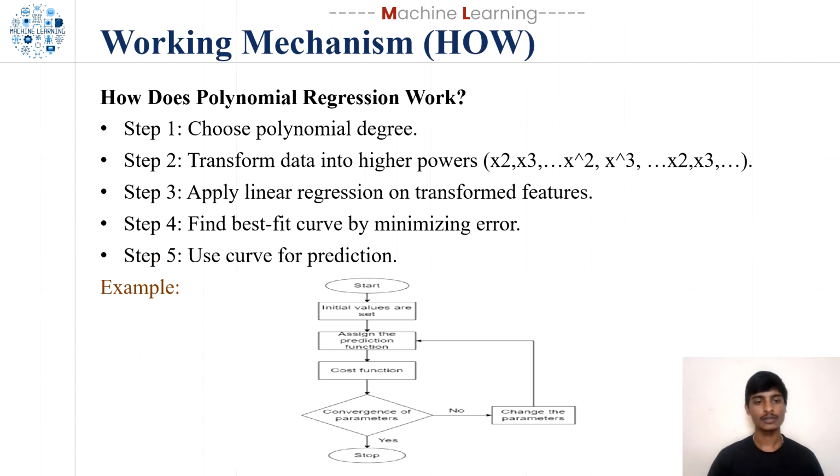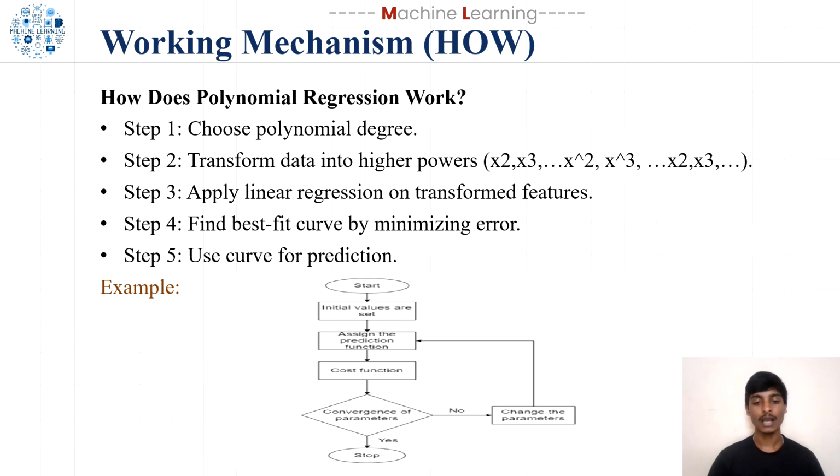In the next part, we will see how polynomial regression actually works. Let's break it down into steps. In the first step, we choose the degree of the polynomial. Then in the second, we transform our input data into higher powers like x², x³, and so on. In the third step, we apply linear regression but with the transformed features. After that, in the fourth step, the algorithm finds the best curve by minimizing the error. Now in the fifth step, finally we use this curve to make predictions. In short, it's like taking linear regression but adding extra curve power to it.